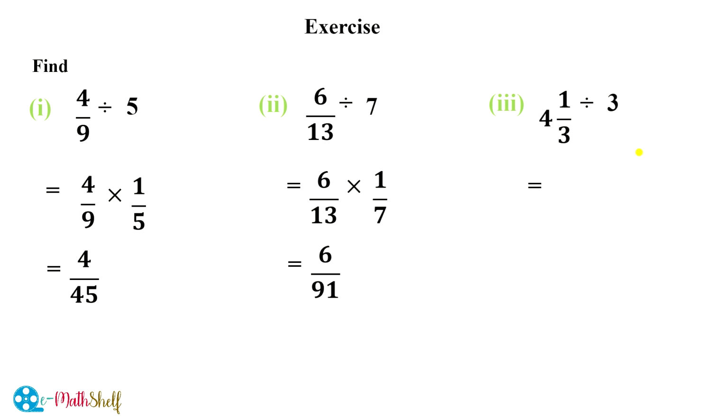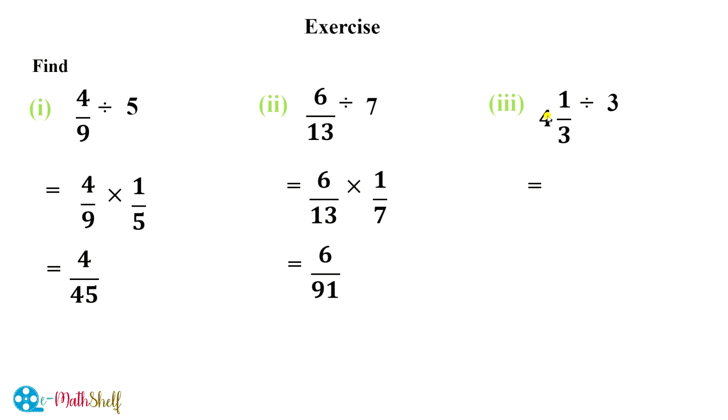So when we have a mixed fraction, we will always solve the mixed fraction first. So in order to solve this mixed fraction, we will always look at the denominator first. Here we have the number 3 as a denominator. So we will multiply the number 3 with the whole number, that is the number 4. We know that 3 into 4 will give us 12.